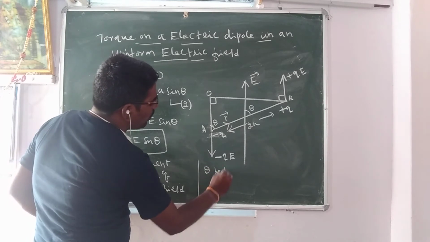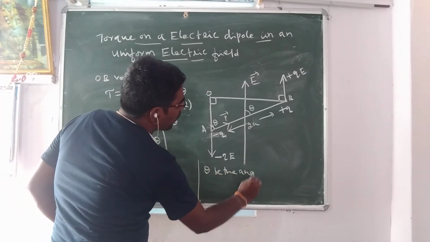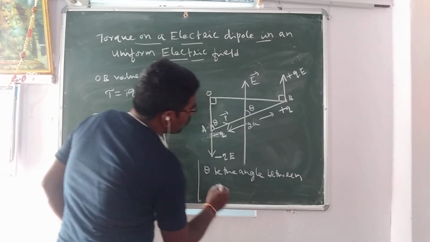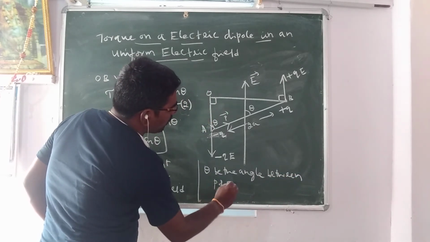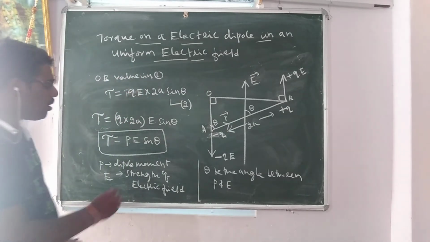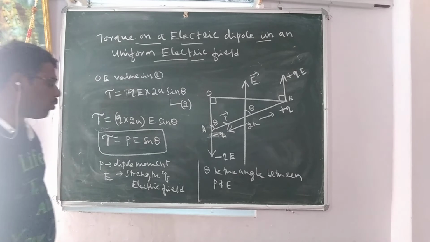Theta is the angle between the direction of the dipole moment and the strength of the electric field. This is the expression for torque on a dipole.